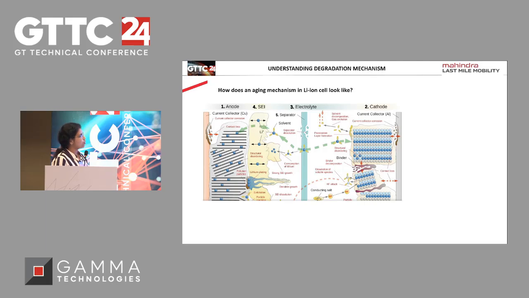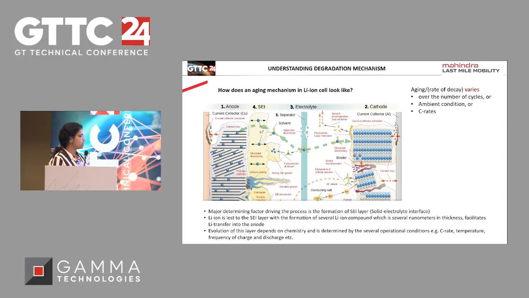Whenever we look into the aging mechanism, a lot of details come up. Externally we don't see all these phases happening, but what we see is that the aging varies with the number of cycles, the ambient conditions and the C rate at which it operates. But even then we are not able to understand what process is actually causing this degradation to go on.